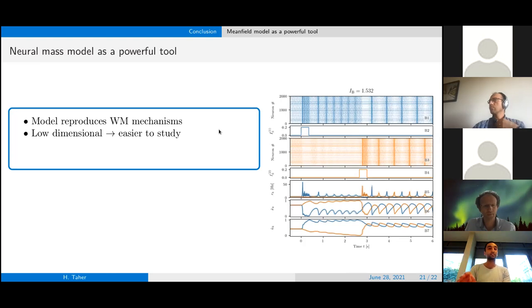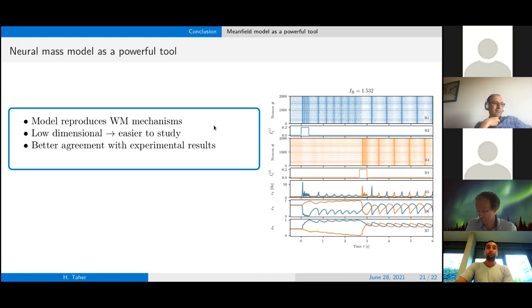It is low dimensional, so it's very easy to study. We can make systematic scans. We can make bifurcation analysis. We can do a bit of analysis. As you have seen, we could estimate the working memory capacity.